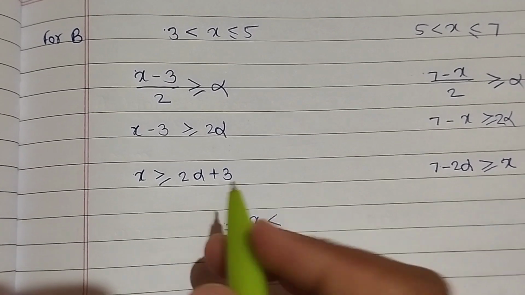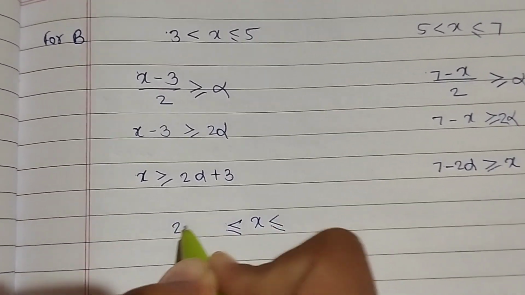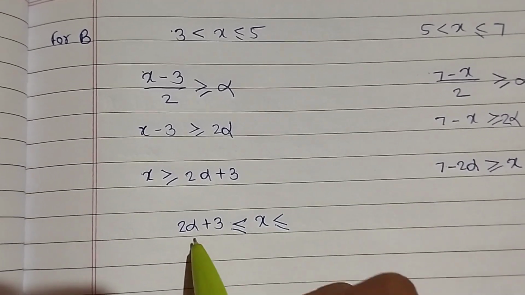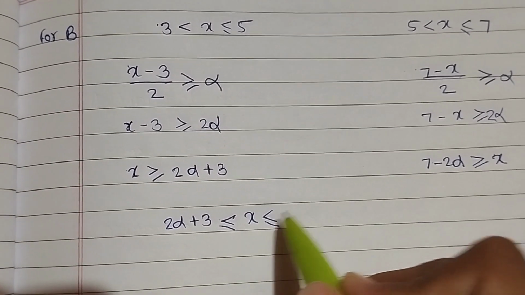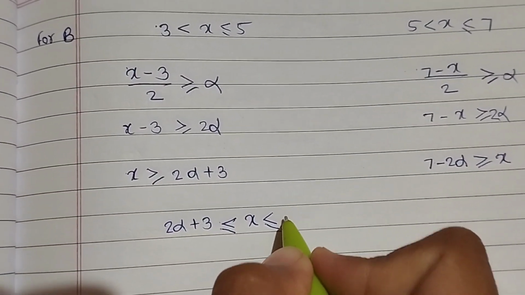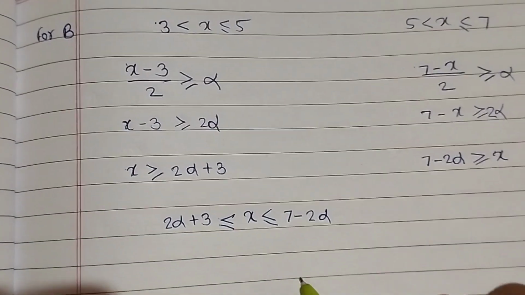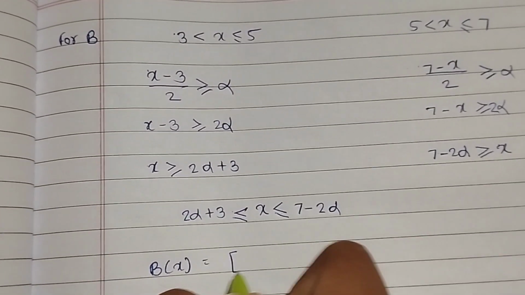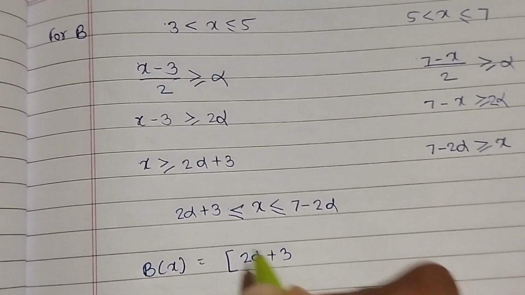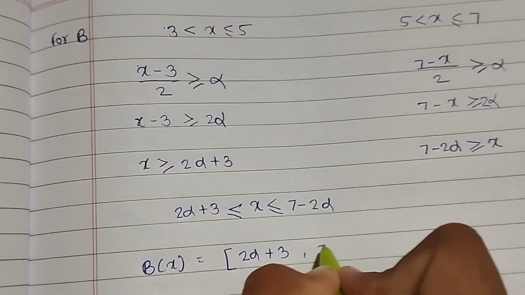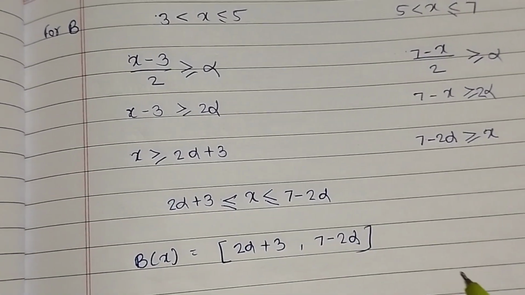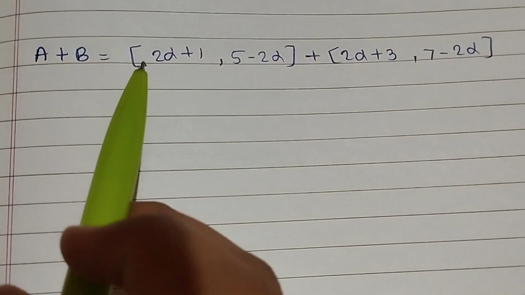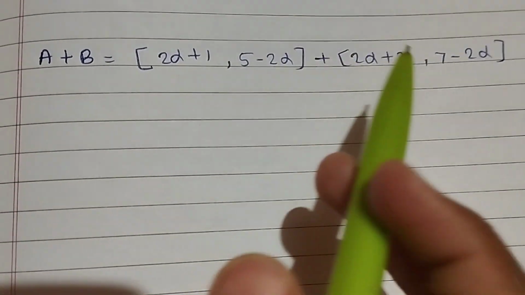So which condition is least? 2 alpha plus 3, because here x is greater and 2 alpha plus 3 is smaller, and here x is smaller and 7 minus 2 alpha is greater. So if we want to write the interval of b of x, then 2 alpha plus 3 is the least value, and 7 minus 2 alpha is the most value, and this is the interval of b of x. We know the interval of a and the interval of b.